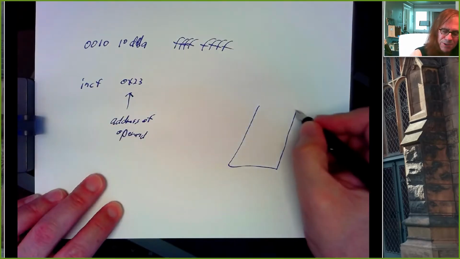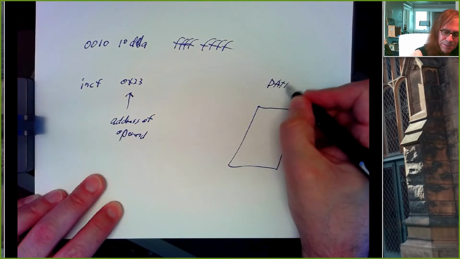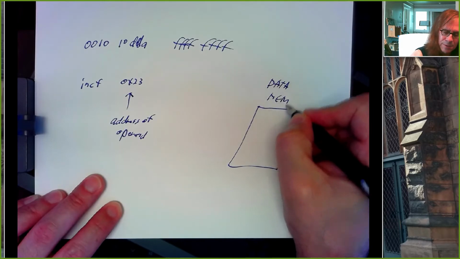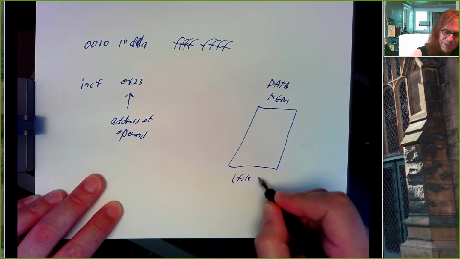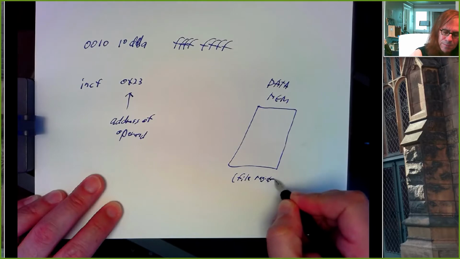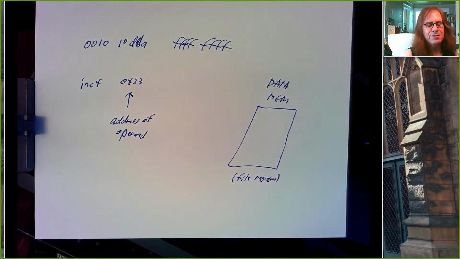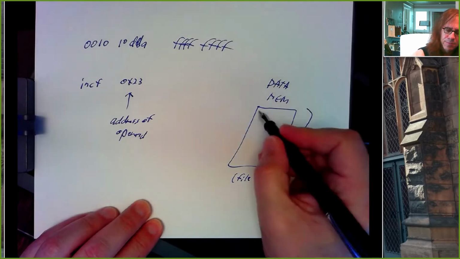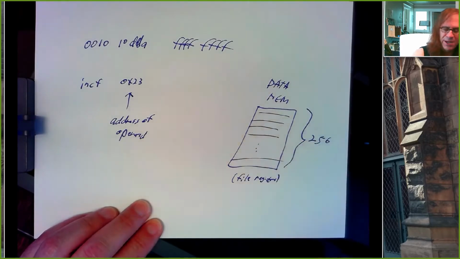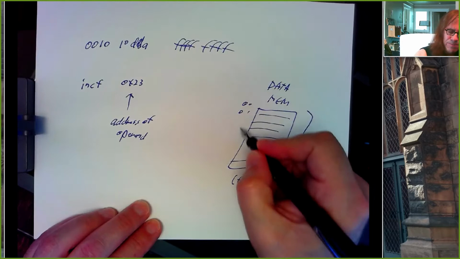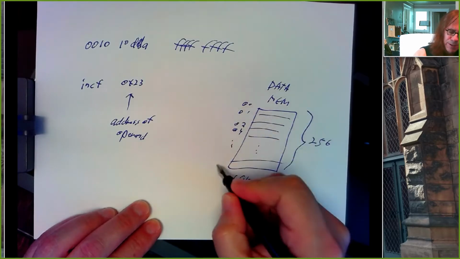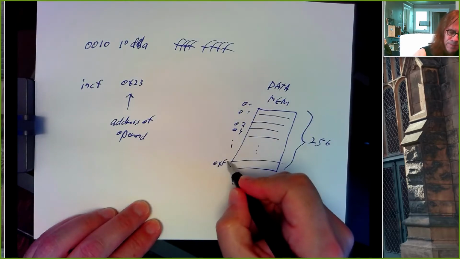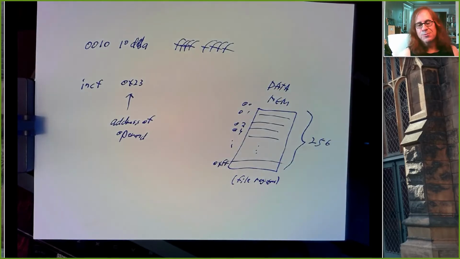So we have our memory over here. This is our data memory, which are also called file registers. Do you remember how many file registers we have? 256. And they're just addressed from 0 all the way up to 255. So we're always going to work in hex in this course.